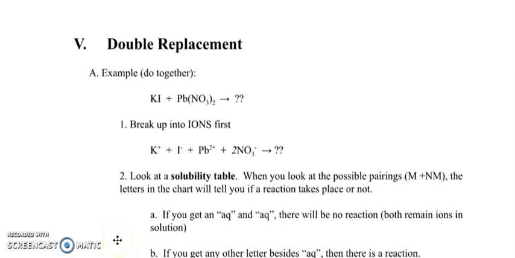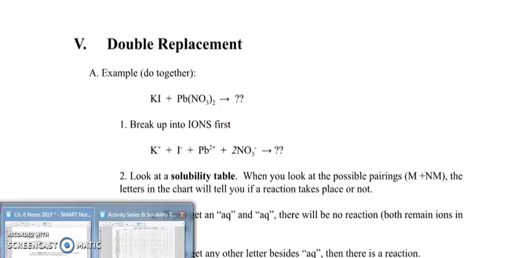Hello, chemistry students. If you're watching this video, it means you already watched the videos on predicting products covering synthesis, decomposition, combustion, and single replacement reactions. If you haven't seen those videos, please make sure you go back and watch them first. So we're going to be going over double replacement reactions today.